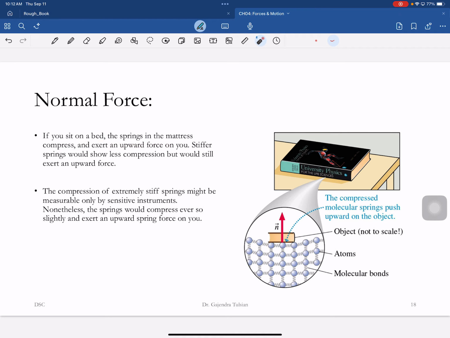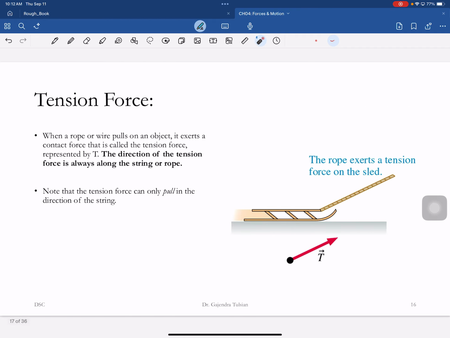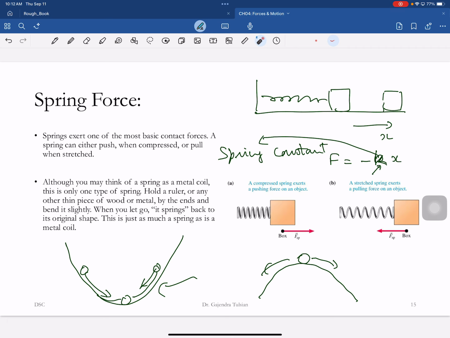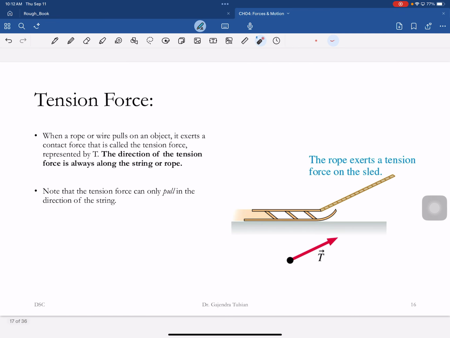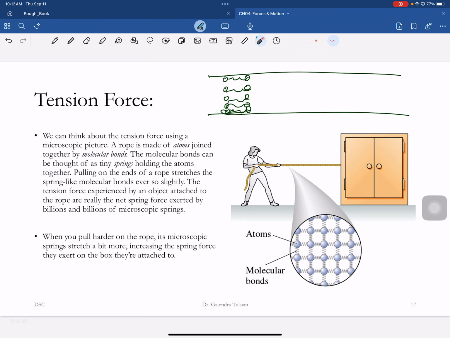By the way, if you sit on a bed, the springs in the mattress compress and exert an upward force on you. Stiffer springs, what does stiffer springs mean? Less give. K is greater. For the same force, if K is greater, then you have to compress or stretch less. So that was the equation.